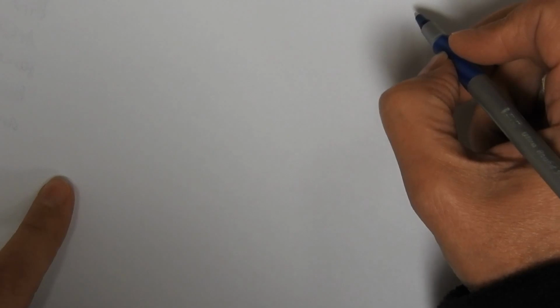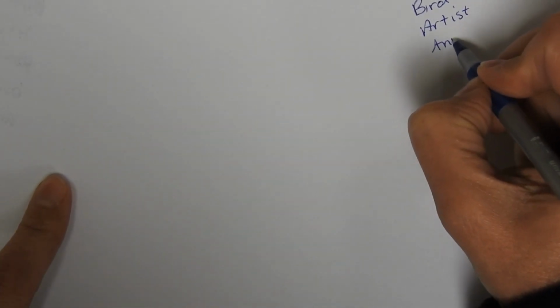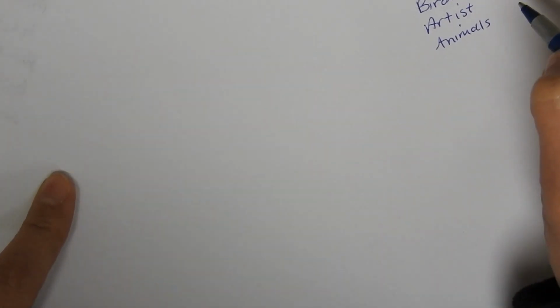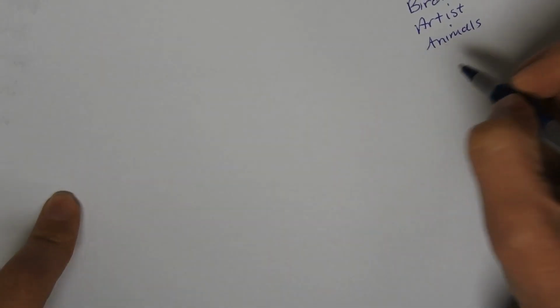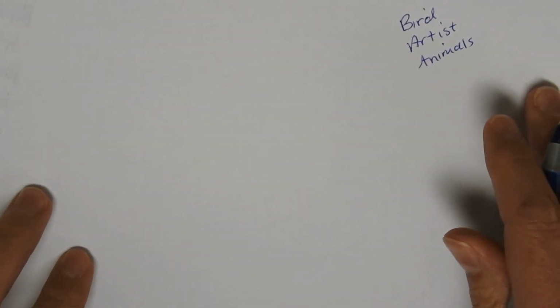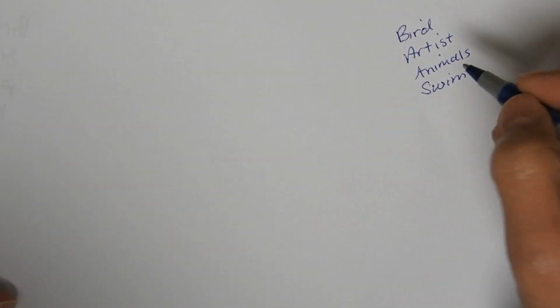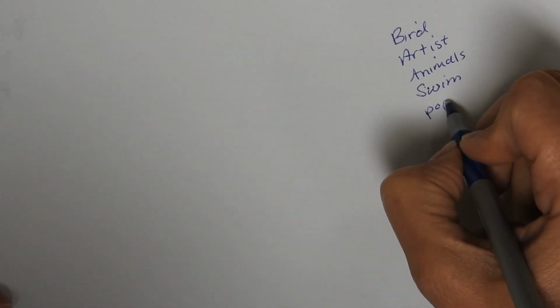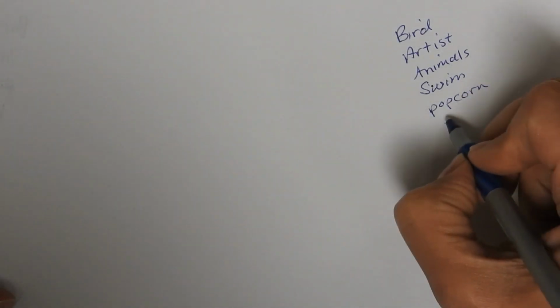So my last name is Vogel, which means bird in German. I'm an artist. I like animals. Did you see my list here? Let's see. I like swimming. It's a sport that I like. I like popcorn as a food. I have a large family.